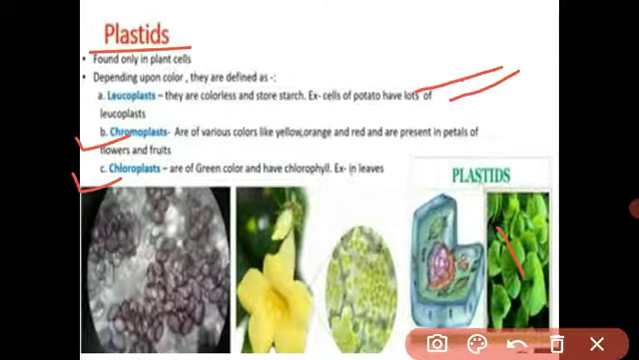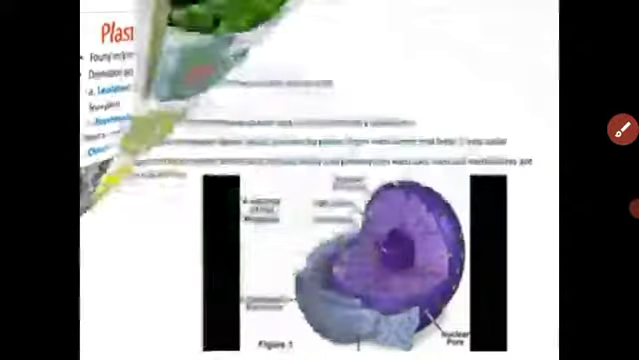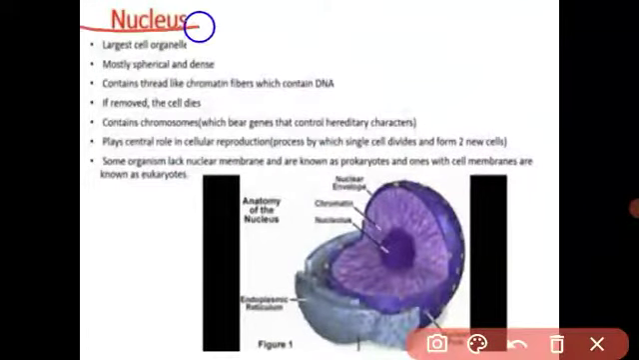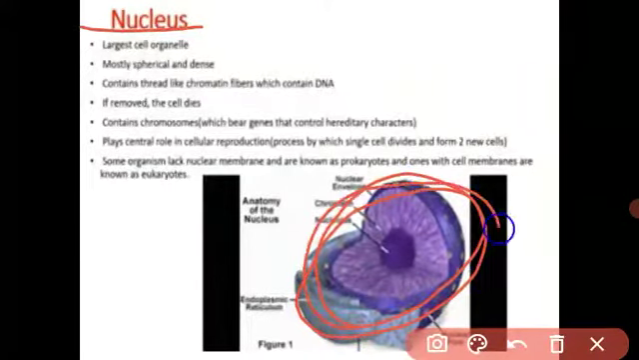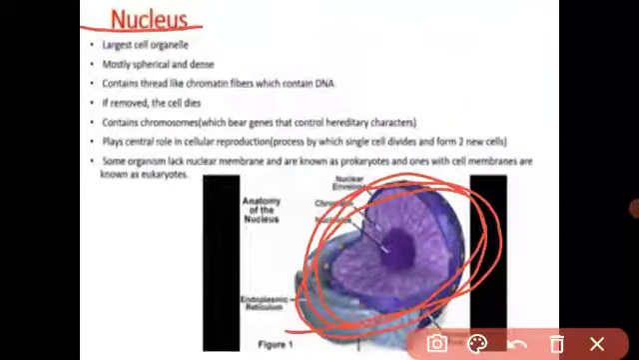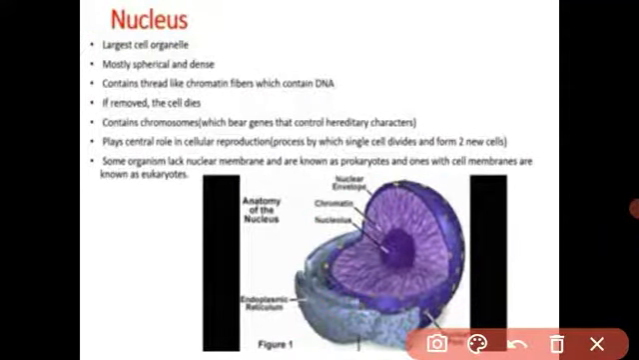What is the plastid? Plastid is a very important cell organelle which is present in the plant cell. The next important cell organelle is the nucleus. Nucleus is the brain of the cell. See, our brain coordinates all the activities of our body. In the same way, the nucleus also coordinates and controls all the cellular activities in the cell. The nucleus is a small, spherical, dense structure which is present in the center of the cell. It is the largest organelle.